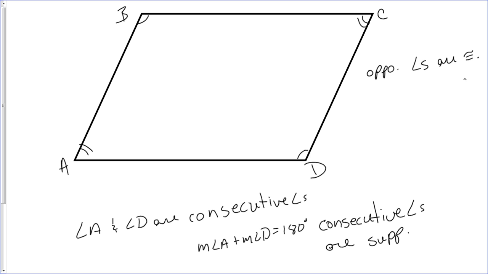So we know a few things about a parallelogram now. In parallelograms, opposite sides are parallel and congruent. Consecutive angles of a parallelogram are supplementary, and opposite angles of a parallelogram are congruent. So we know several things right now about parallelograms.